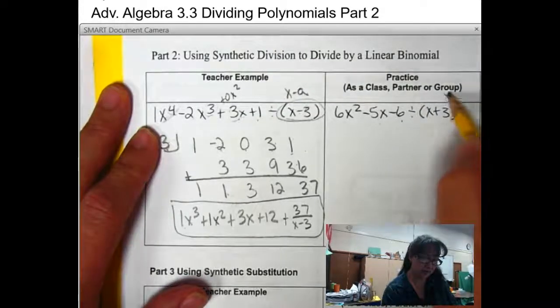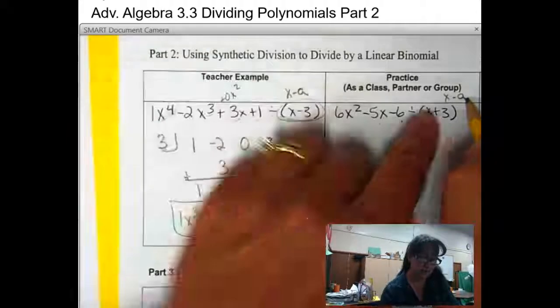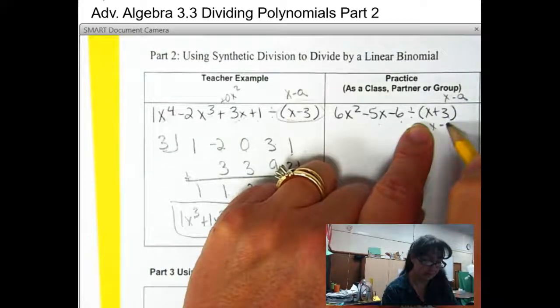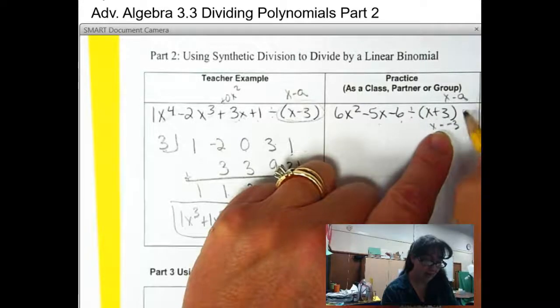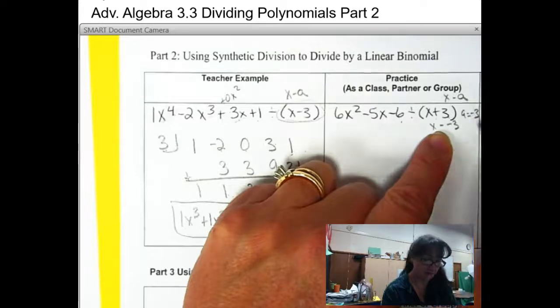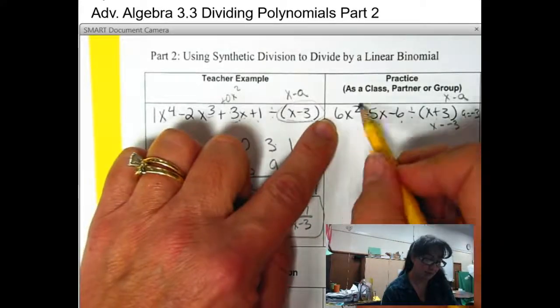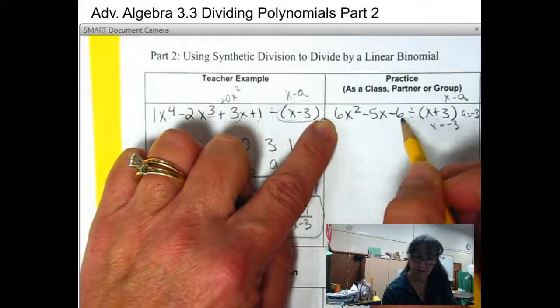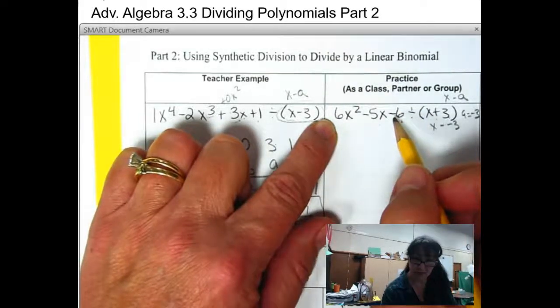Remember that it's always x minus a. So to write x plus 3 in this format would be x minus a minus 3. So a equals -3. Okay, so I don't want you to get confused on that. But they're already written in order: x squared, x to the first, x to the 0. So go ahead and push pause if you're ready to try to fill that in.